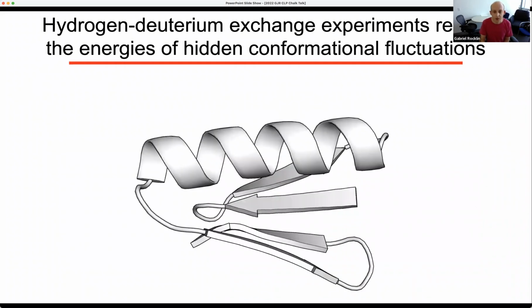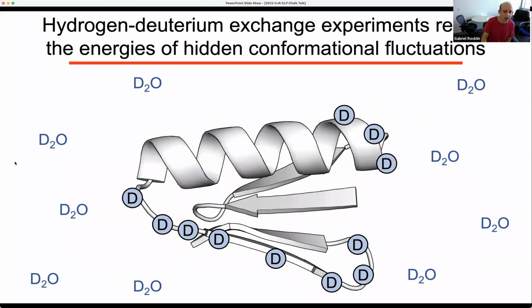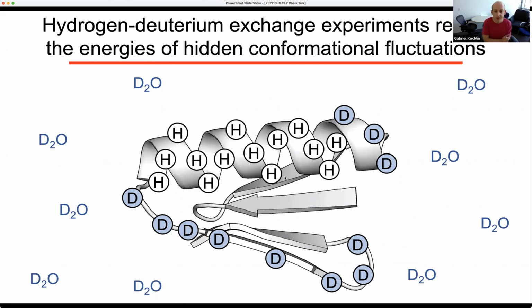Hydrogen exchange works by taking a protein that's in water and then diluting that protein into D2O. When you put your protein from water into D2O, the first thing that happens is all the backbone amides that were on the surface of the protein, their hydrogens come off and get replaced by deuteriums. So you get deuteriums on any amide hydrogen that was exposed to solvent. But the places in the protein that are in secondary structure stay as hydrogens.